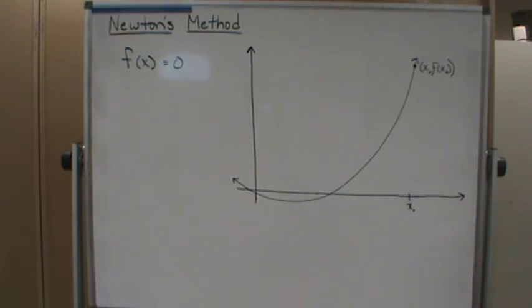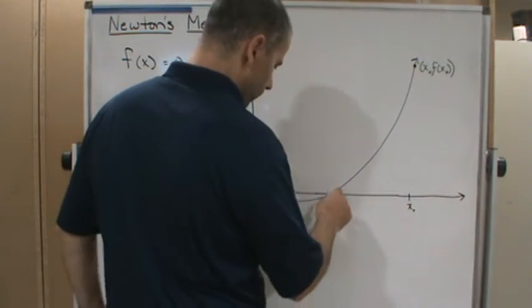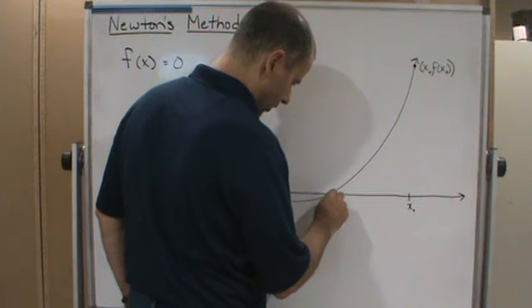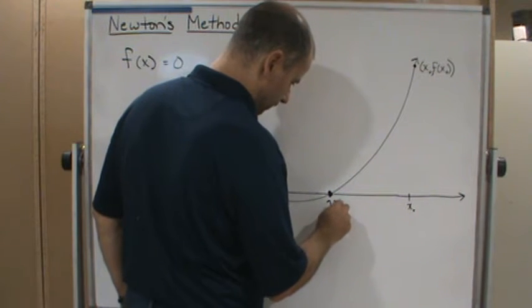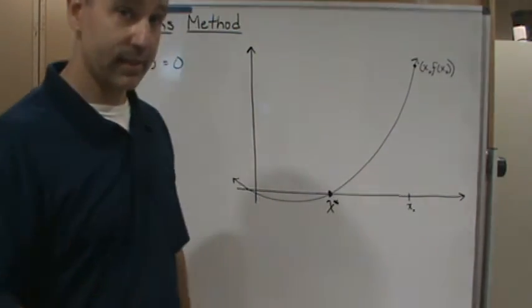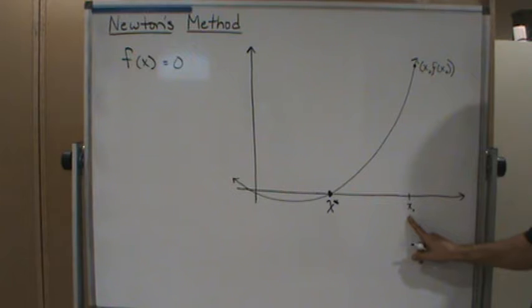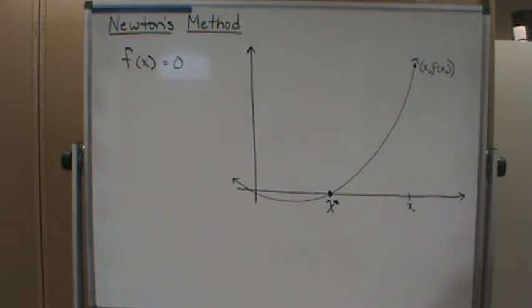So let's start with a guess. Let's say here's our zero, and we'll call this x star. Let's say we don't know where the zero is, so let's approximate it at x0. So this is our initial guess.